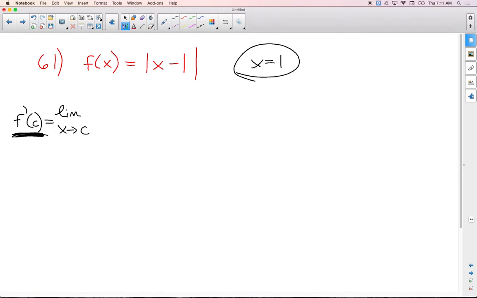So all I got to do is check to see if this limit exists. If this limit exists, then the function is differentiable at that point. And most of you should already be saying that we know it's going to be what? What do you know about the absolute value of x minus 1? So it's a flying V shifted right 1. Okay? So we already know it has a corner at 1. I mean, that's pretty obvious.